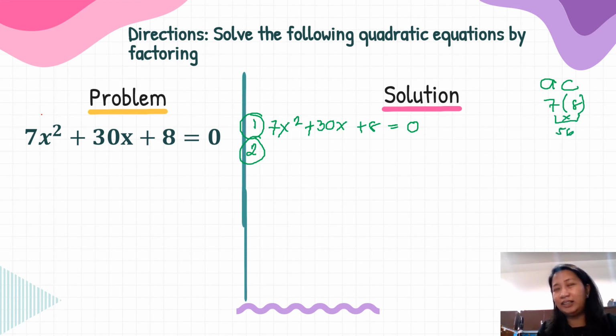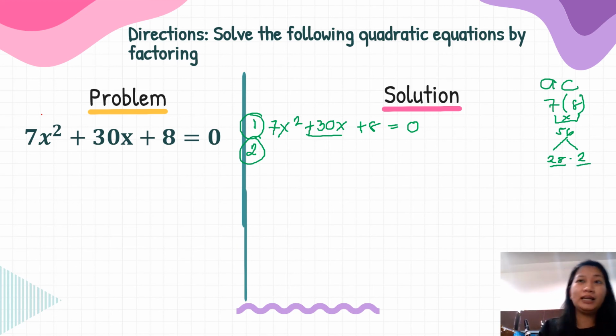7 times 8 is equal to 56. And let's find the number factor ni 56 na kapag inadd mo, the answer will be positive 30x. So let's, that is 28. Tama ba ako? 28 times 2. 28 plus 2 is 30. And 28 times 2 is 56. So instead of writing 30x, we will write 28 and 2.